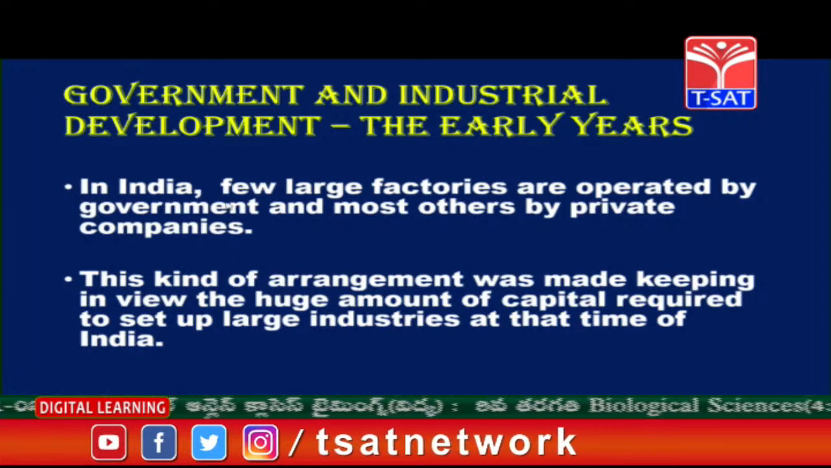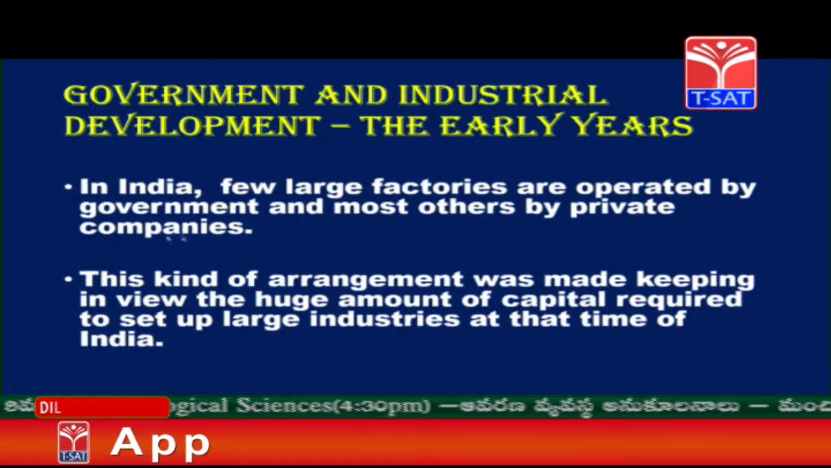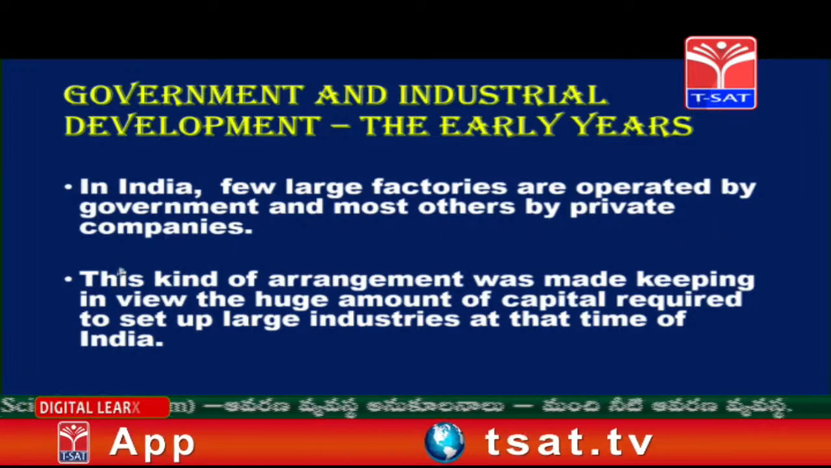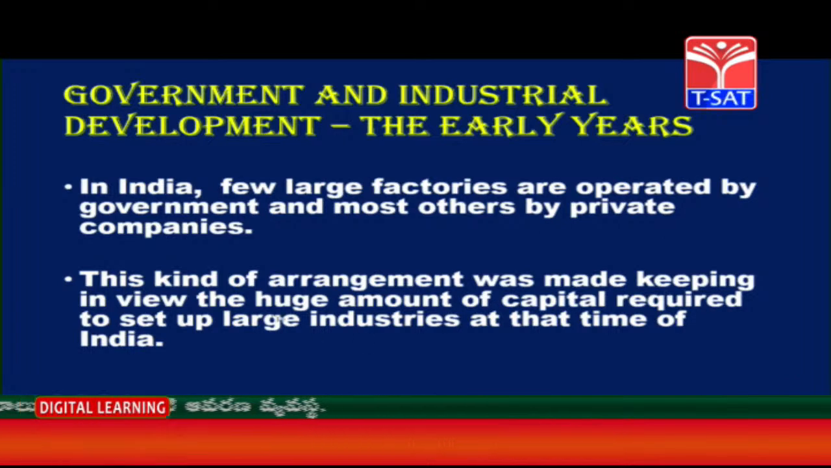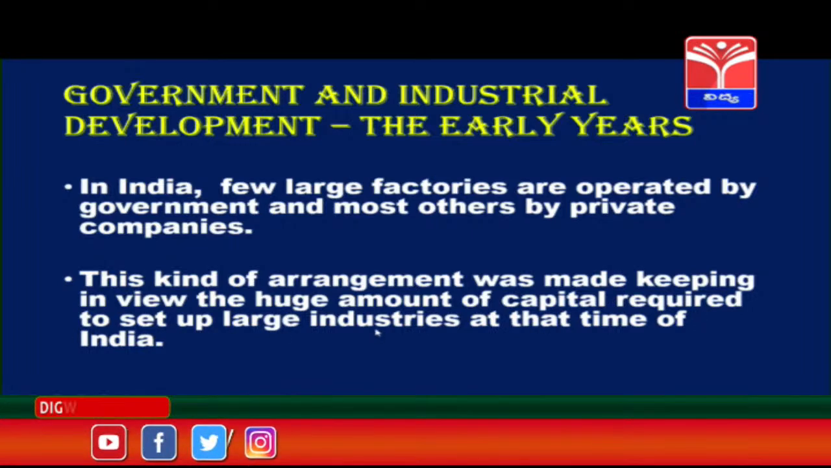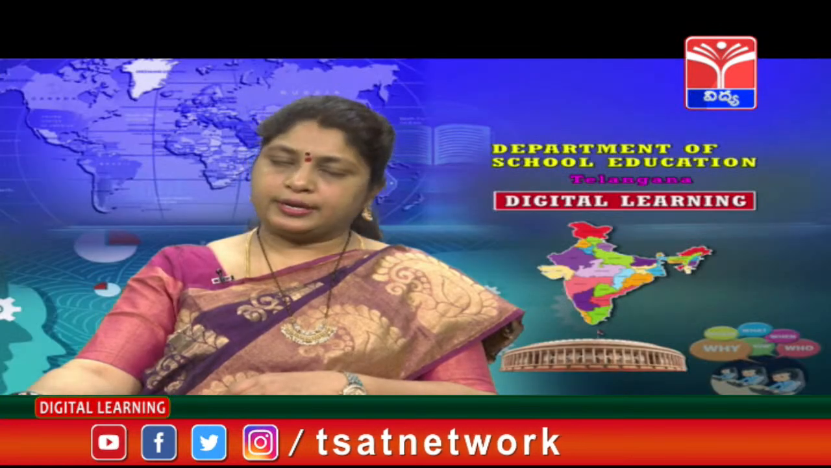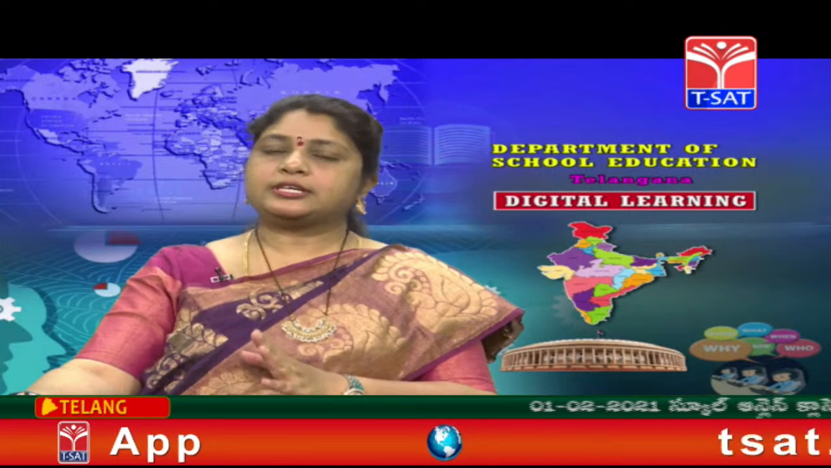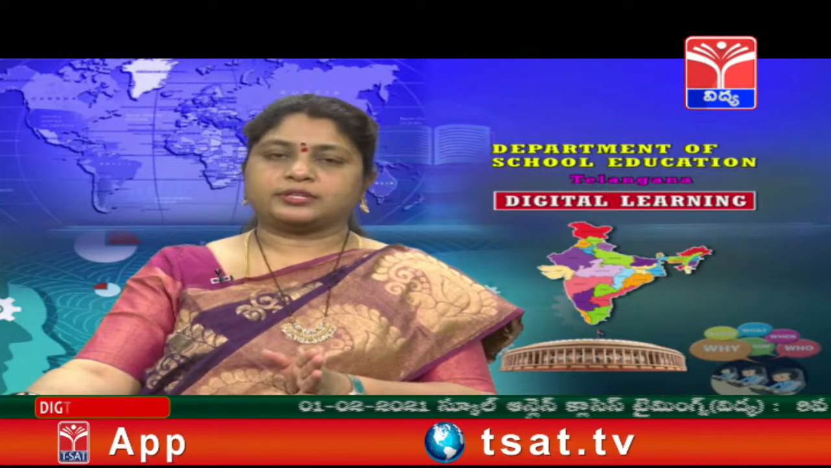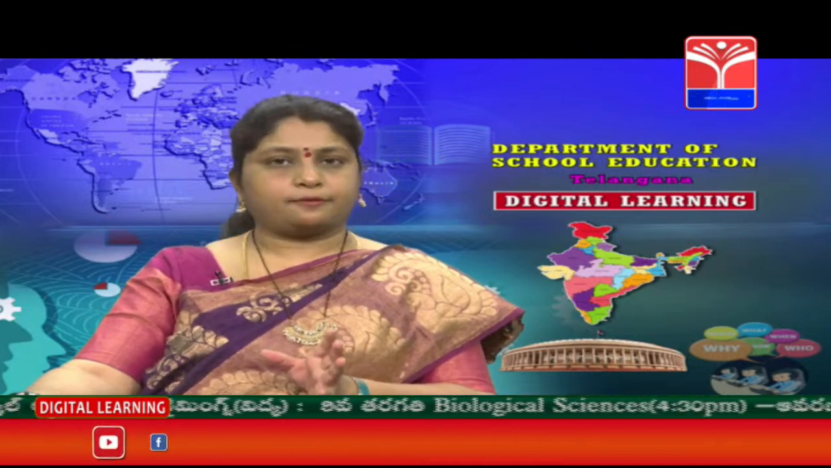In India, a few factories are operated by government and most others by private companies. This kind of arrangement was made keeping in view the huge amount of capital required to set up large industries at that time in India. So, to set up large industries, capital requirement was very high. This only government could do. That is why large factories were under the control of government.